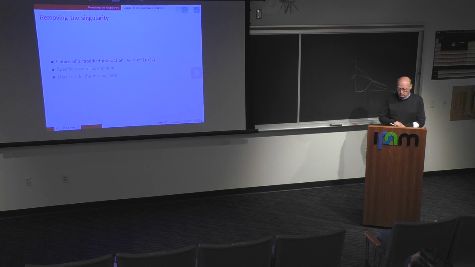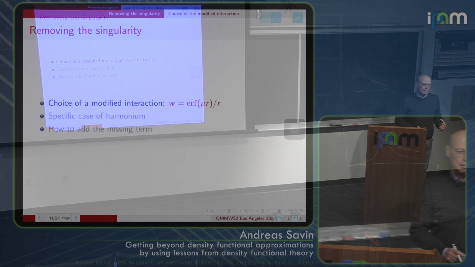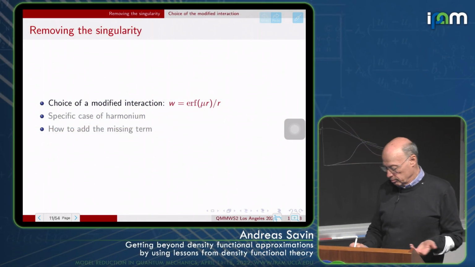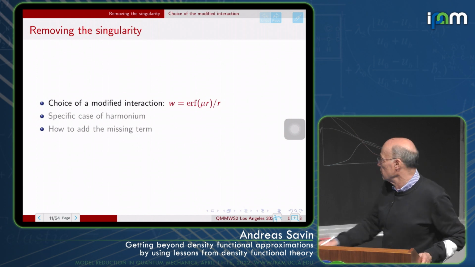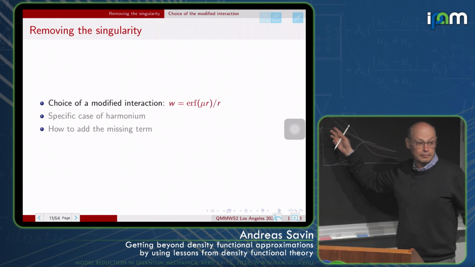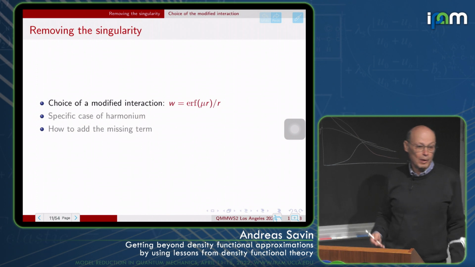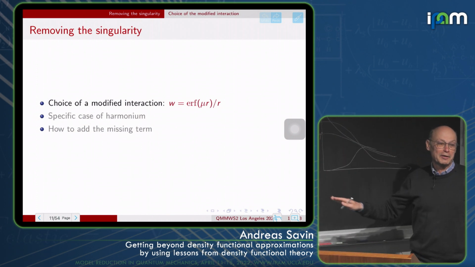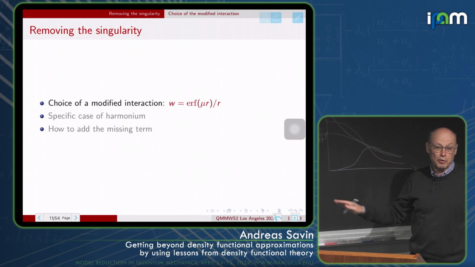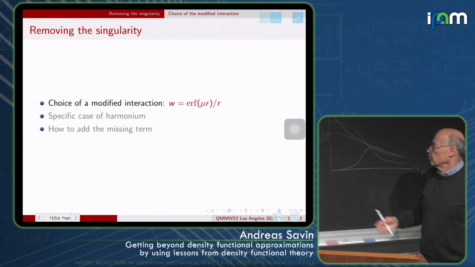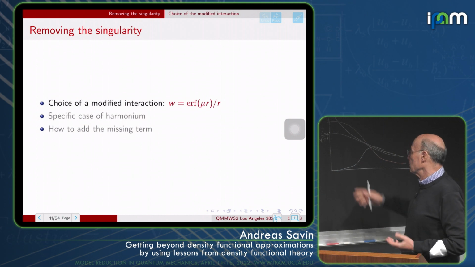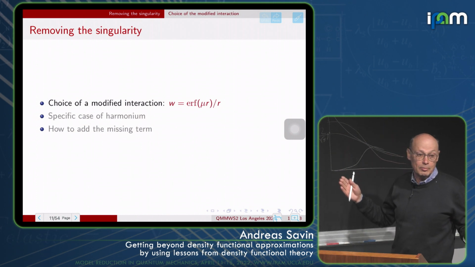Okay. So the choice of the modified interaction is this. I have here a parameter. In practice, what value you take depends on how well you can correct. Ideally this parameter should be 0, so you have a non-interacting system. But as I said, in practice I'm not very convinced about it. It should at least be as small as possible.